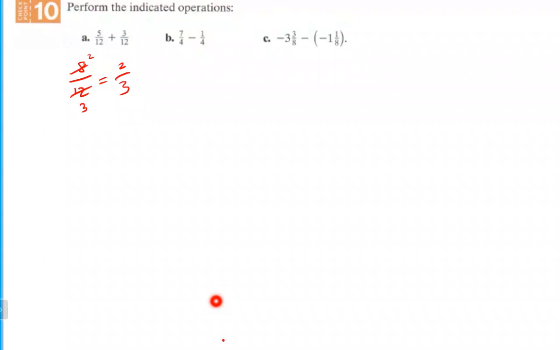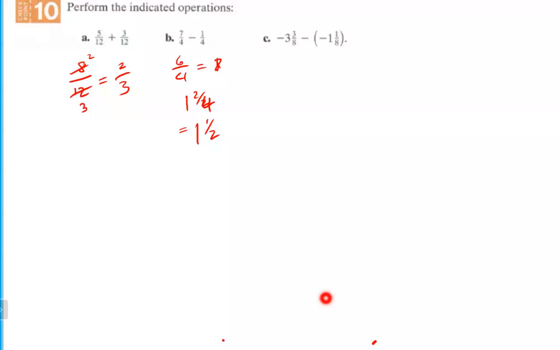Miss Nairn, what's the answer for B? So that'll be 6/4. And that'll be 1 and 2/4. Okay, so 1 and 2/4 could be reduced to 1 and 1/2. Okay, 1.5. Thank you.